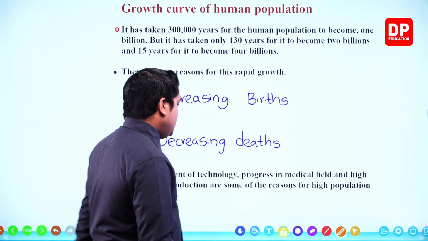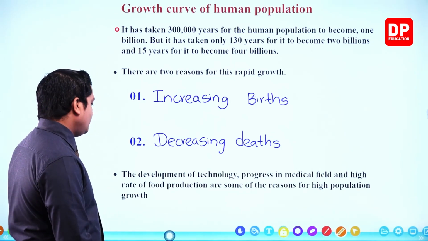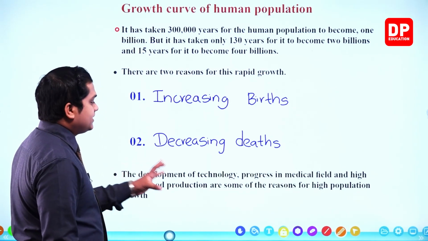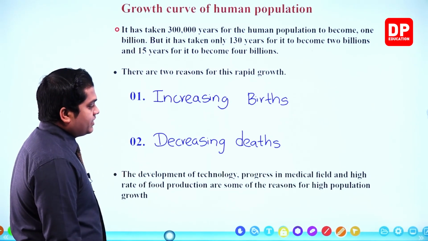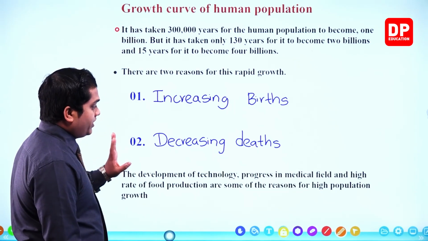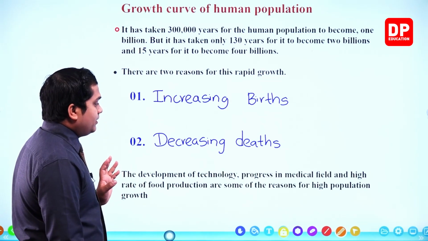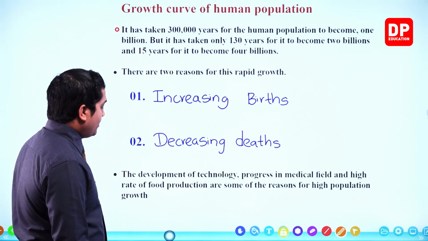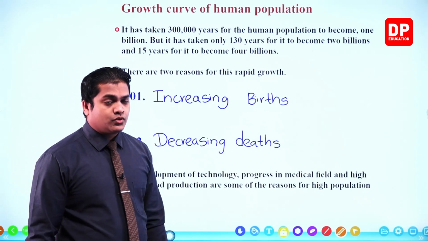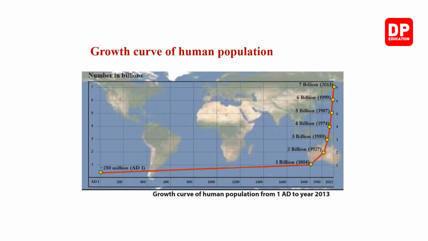Okay, then here it is given. So these things are some reasons other than the main two. These are the other reasons that will give out high population growth. Right then. So the growth curve of the human population is given, my dear children, within this graph.